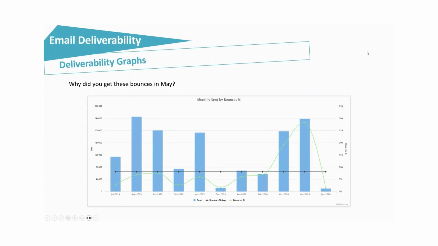This was one example a few years ago now, but one of the graphs showed something like that green line. I'd like it to be red, but we couldn't make it red. The green line here has obviously gone up massively in May, and it's a bounce rate. Why did these bounces come in? If you look at that number, it's a percentage. It jumped from what was usually somewhere above 5 to over 25, really, really high.